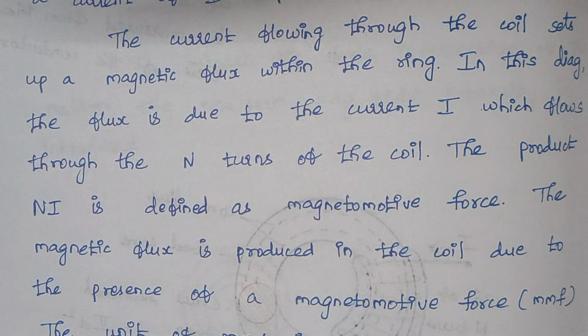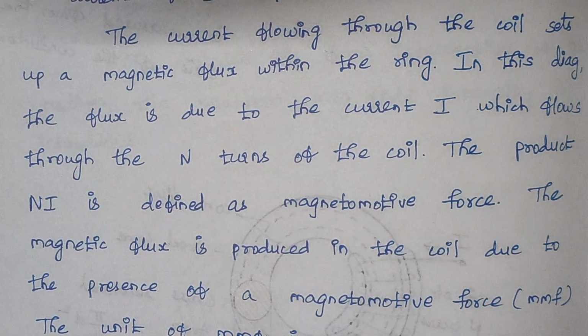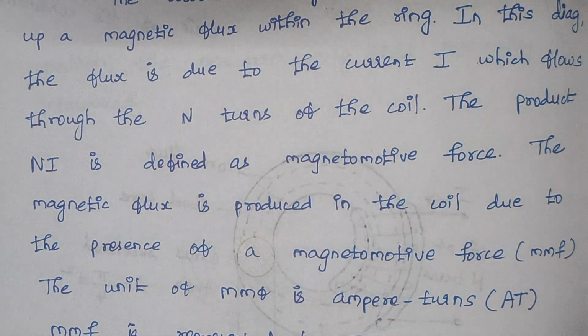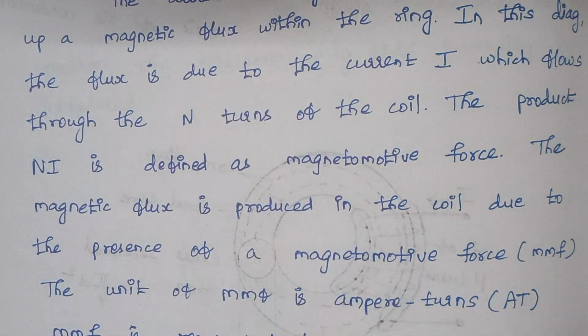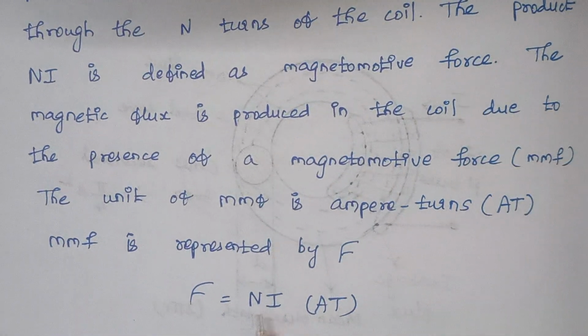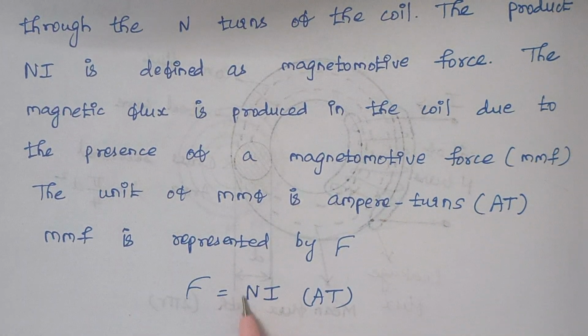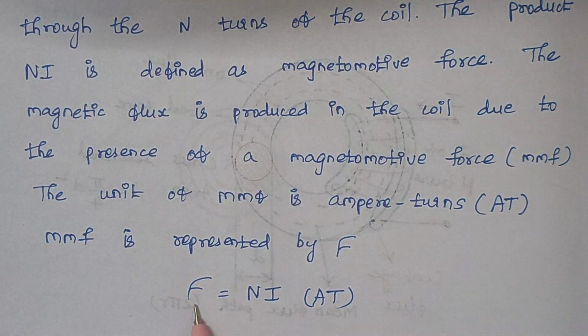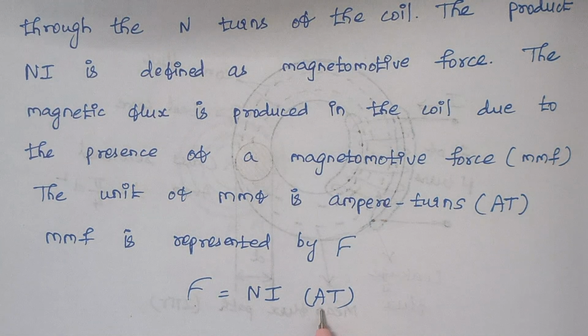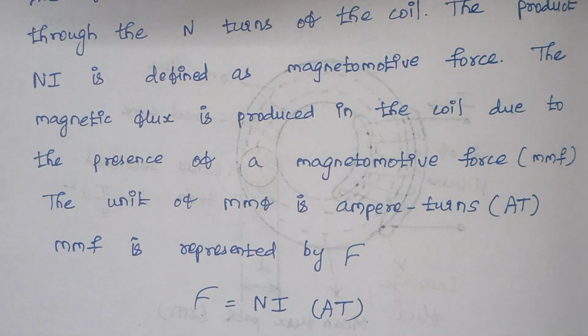So this is the concept which I have explained just now, right? Now, what will be the unit of magnetomotive force? As I said, magnetomotive force is nothing but the product of N and I. N is the number of turns and I is the current, whose unit is amps. So here the unit of magnetomotive force is ampere turns, right?